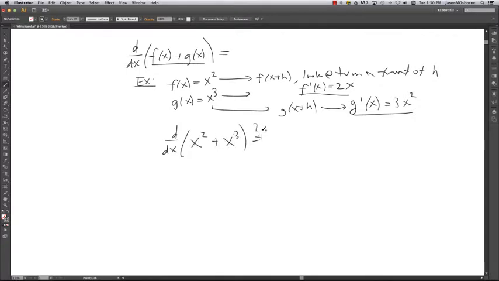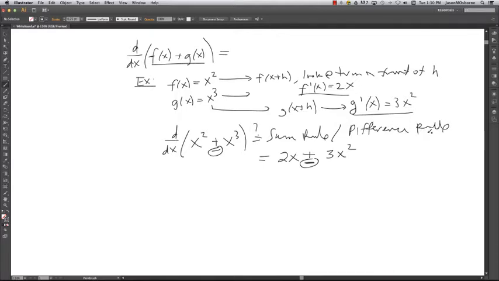Okay. Well, it turns out that the sum rule, as I will show in a second, says that all you have to do is take the derivatives that you knew of each individual function, and you just add those two together. It's as simple as that. That is the sum rule. If there were a minus sign here, you would put a minus sign there, and that would be called the difference rule.